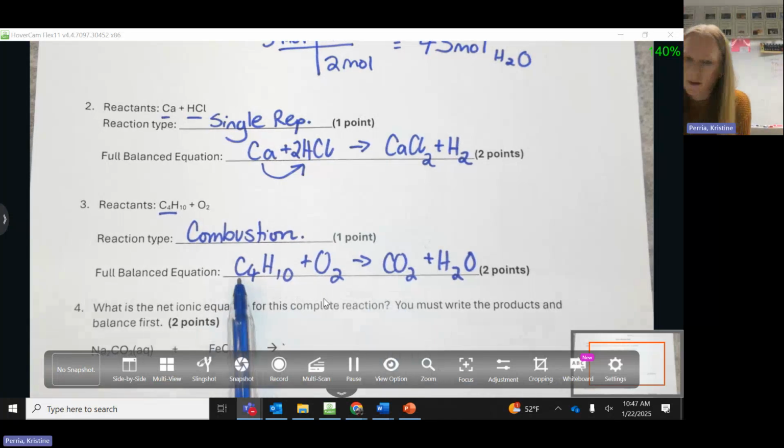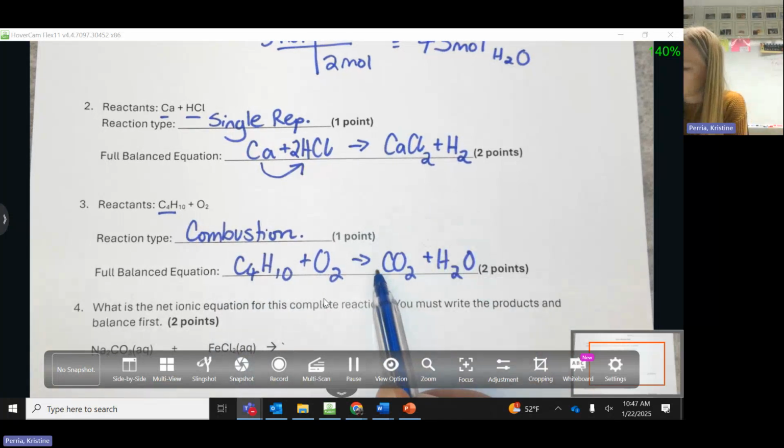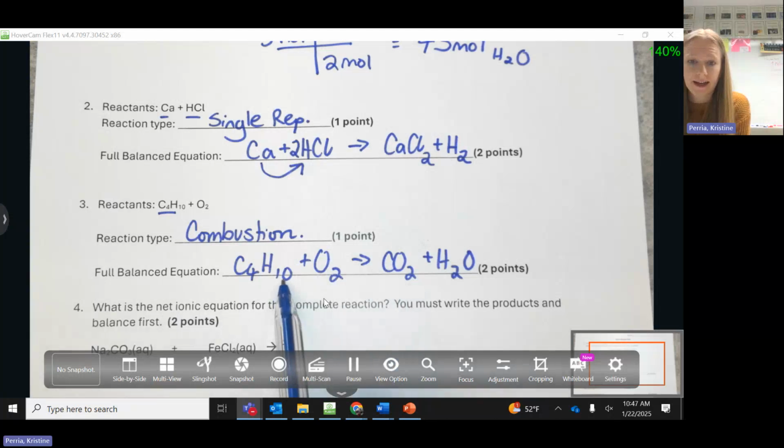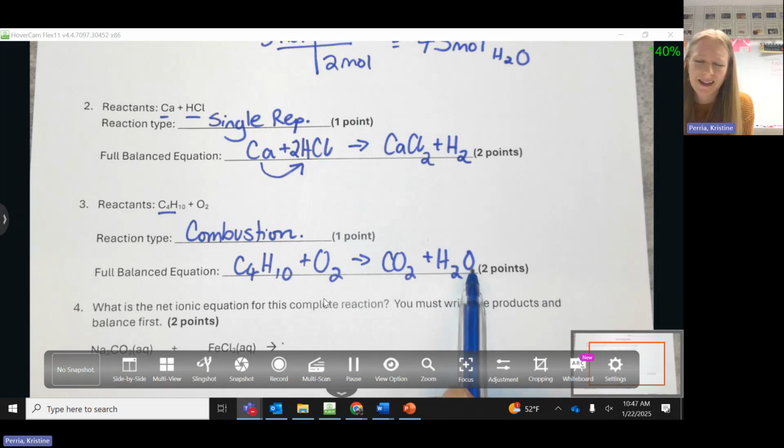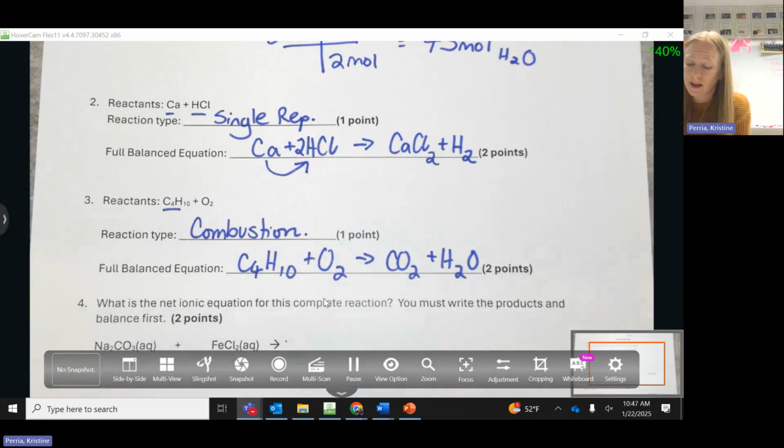And so normally we would start with our carbons. So we have 4 carbons here and only 1 carbon here. So we're going to put in 4 in front. And then we have 10 hydrogens here and 2 here. So we'll put a 5 in front. But that's going to multiply this oxygen by, 1 times 5 is 5. So that's going to give us an odd number. And that's not going to work. So whenever that happens, just double everything that you've already figured out and go from there.